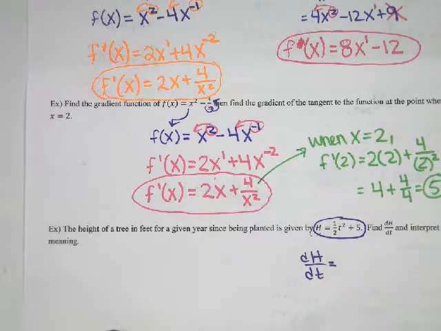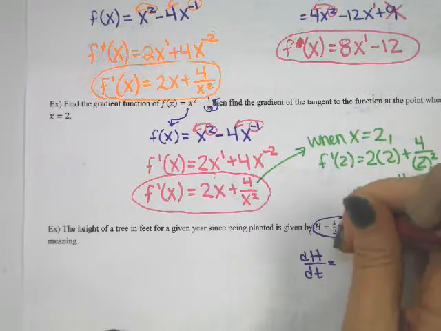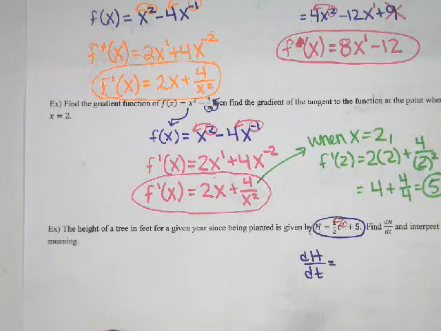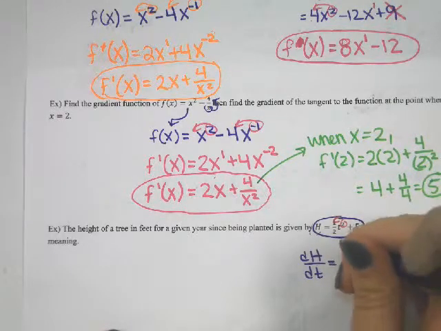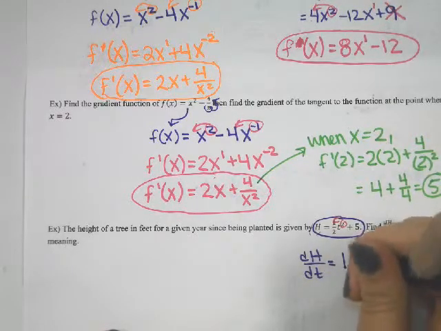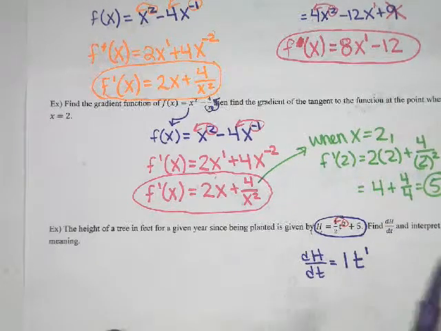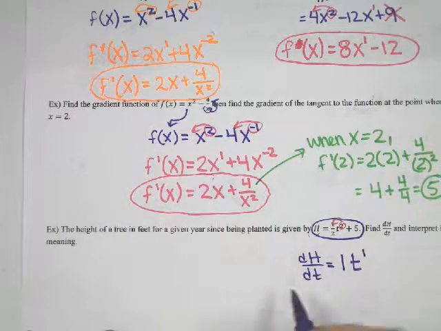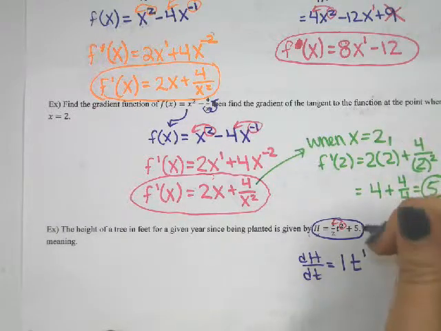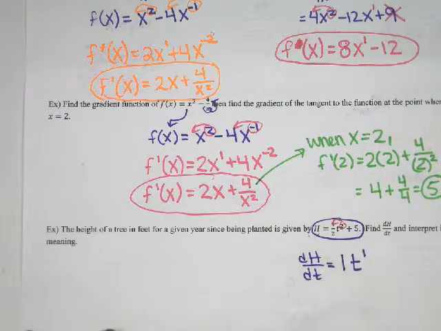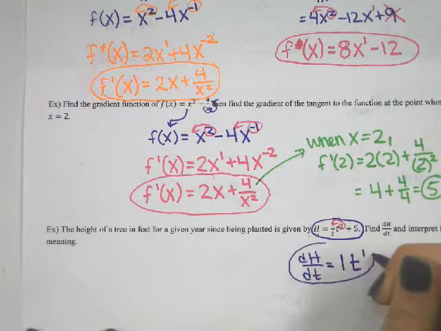So we're going to take our power property here, take our exponent, drop it to the front. Half times 2 is 1, t to the first. Constants just go away. So that 5 just goes away because you'd end up multiplying it by 0, a t to the 0, and it disappears. So here's our derivative function.